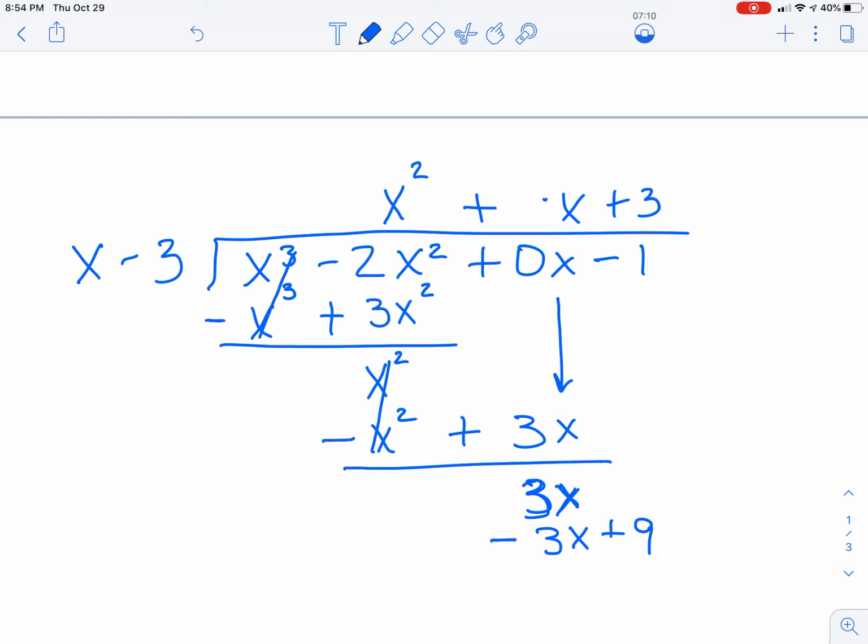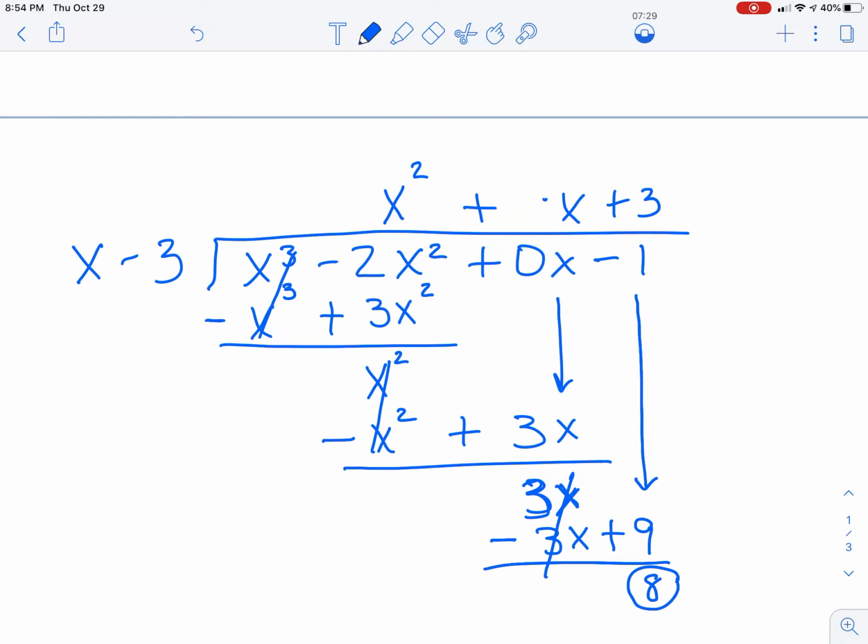So now I want to subtract that, which is going to change the signs on both of those numbers. These cancel out, and I'm left with negative 1 plus 9. I'm left with 8. There's nowhere else I can go. I have a remainder of 8 down here.